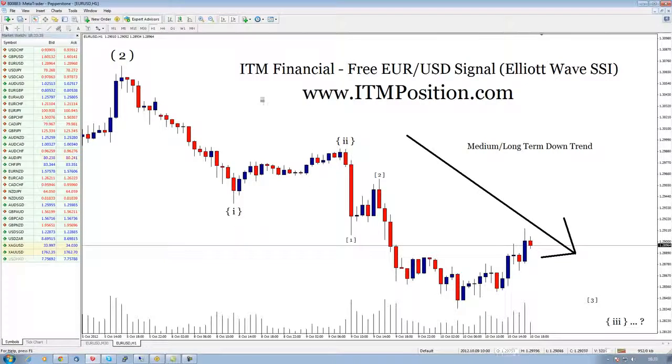1 and 2 of this larger wave 3 are now complete, and 1 and 2 of the intermediate wave 3 are also complete. So intermediate wave 3 is about to complete around this point, which is close to about 50 pips lower than where we are right now, and the major wave 3 has still got a long way to go. So if you're thinking about placing a good trade today, consider placing a short-term trade.